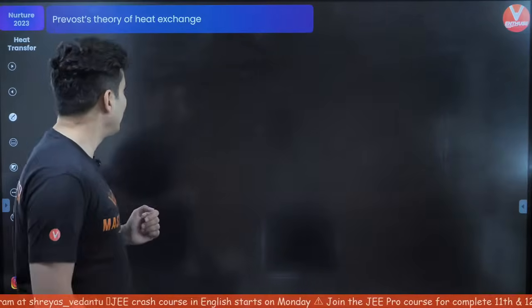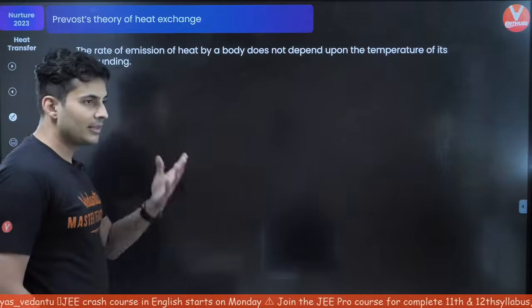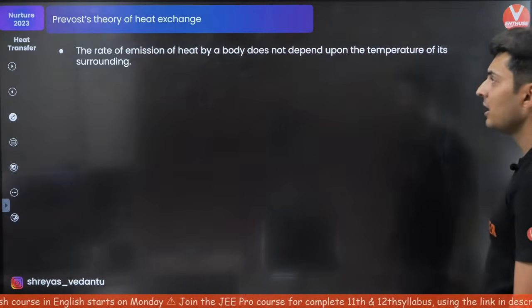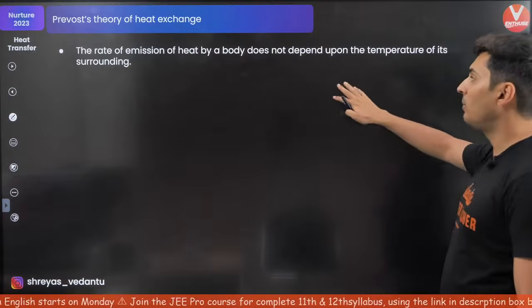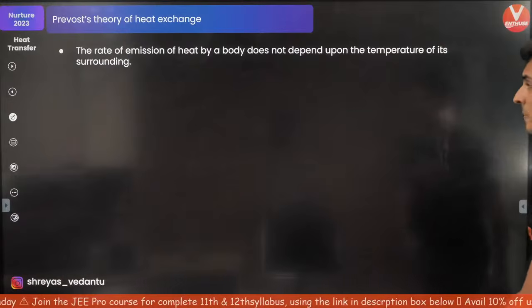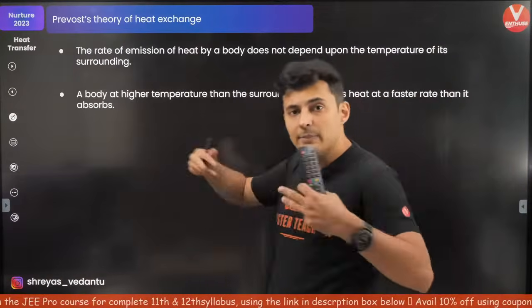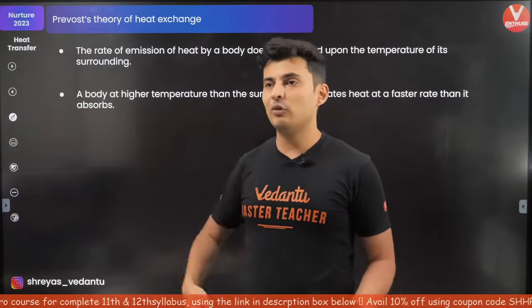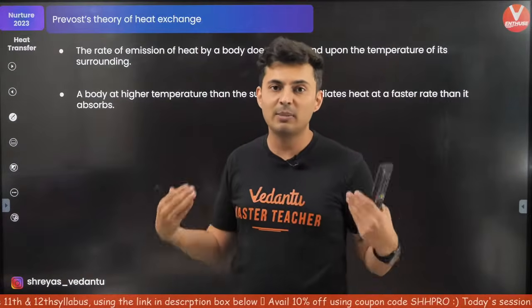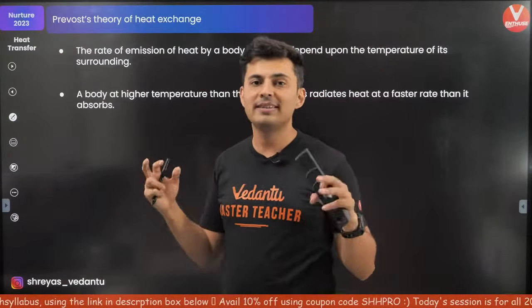All right, perfecto. So these are the three important points of Prevost's theory of heat exchange. The rate of emission by a body does not depend on the temperature of the surrounding. So you will keep on emitting irrespective of whether the surrounding is cold or hot. You will always emit, even when thermal equilibrium is reached.